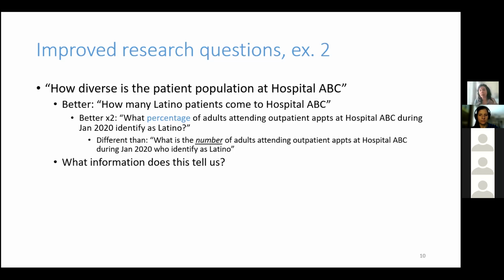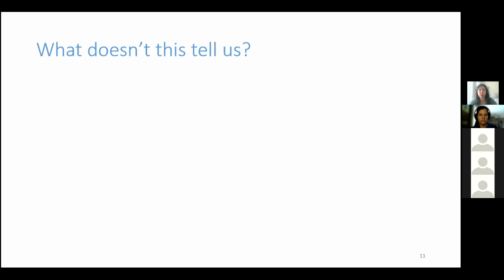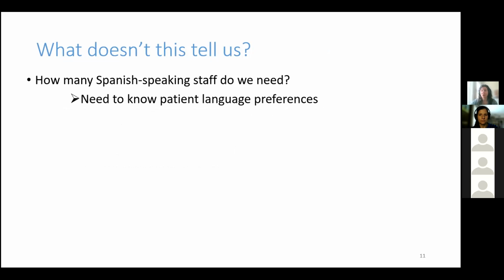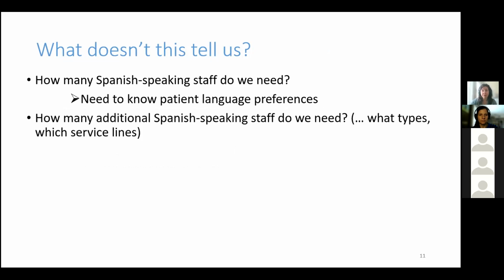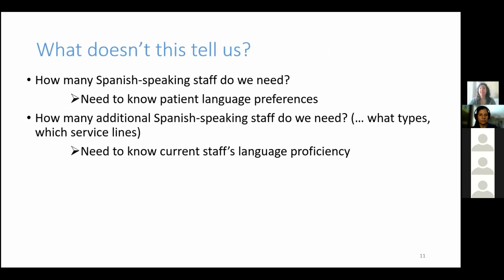And again, not that one is better than the other, but they just tell you different things and you learn different things. So a quick thing on what this doesn't tell us. It doesn't tell us how many Spanish-speaking staff we need. In order to know that, we would need to know patient language preferences. It doesn't tell us how many additional Spanish-speaking staff we need, what types and what service lines. We would need to know our current staff and their language proficiency.